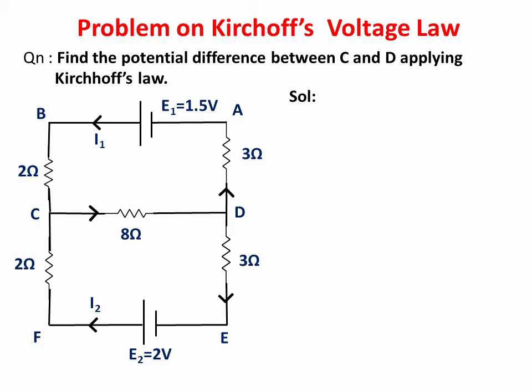At the same time, in the loop CDF, from the battery of 2 volt, the current I2 is coming from the positive terminal of the battery and reaches the 2 ohm in the FC branch, and the I2 current at C just goes along with I1, because I1 has already passed over to 8 ohm. So I2 is joined with I1, passes through 8 ohm and reaches D. After D, I1 is going upwards and I2 is going downward through 3 ohm and reaches the negative terminal of the battery. So the current which is moving towards 8 ohm is I1 plus I2. Is it clear?